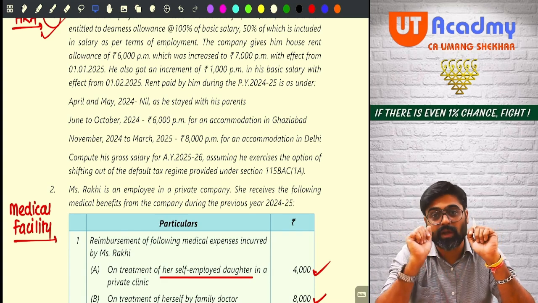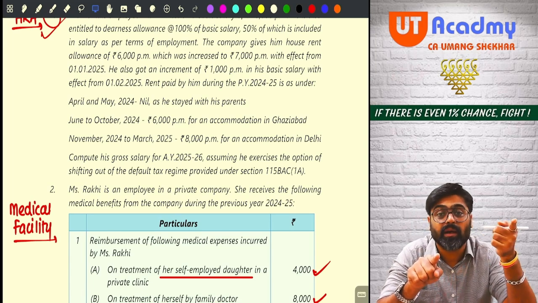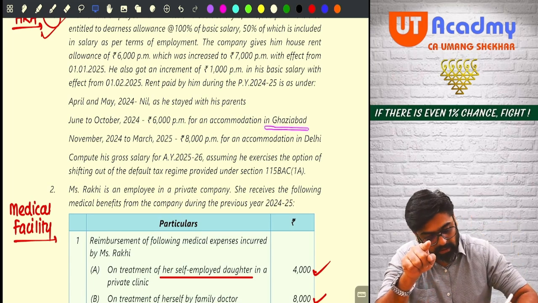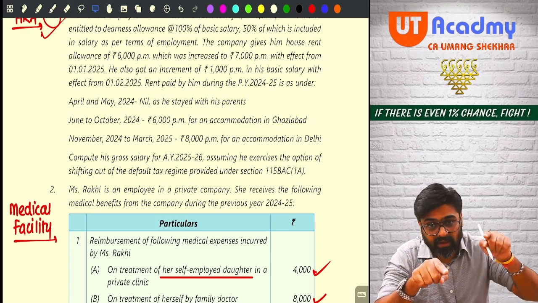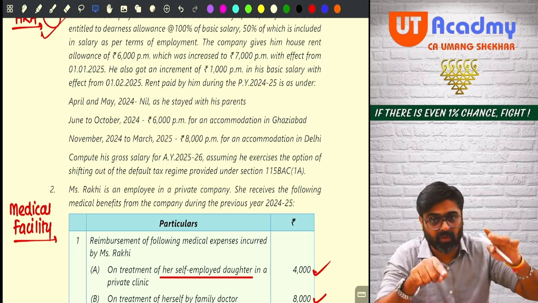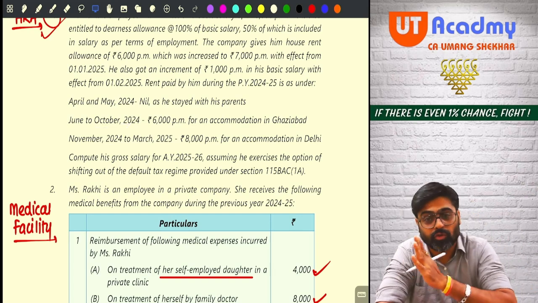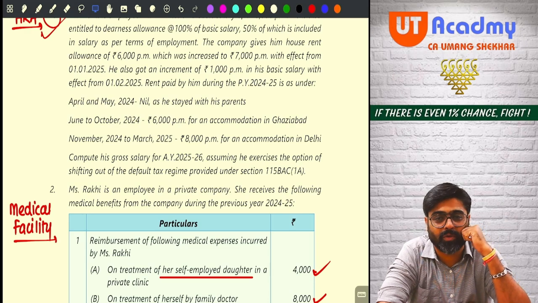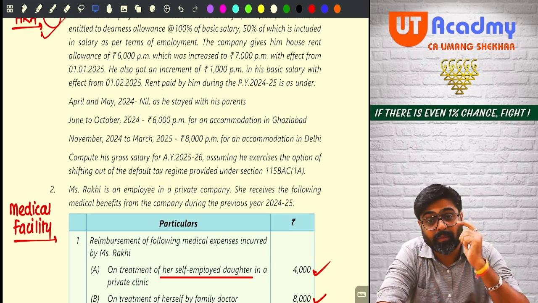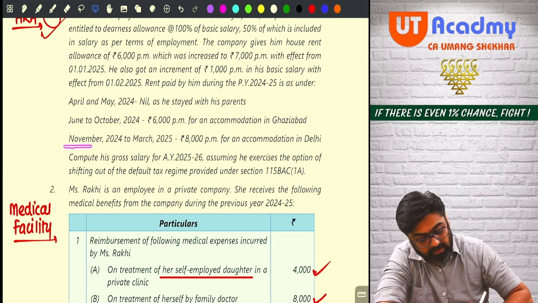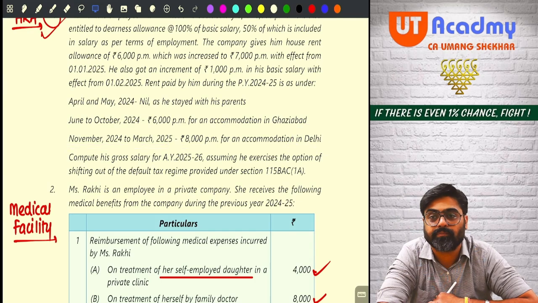But I cannot do that either, because from June I have started paying rent in Ghaziabad. And I am paying that rent only till October. So June to December I'll not be able to do together; June to October I'll have to do together. Because from November onwards my rent is changing to 8,000 and the location is also changing to Delhi.